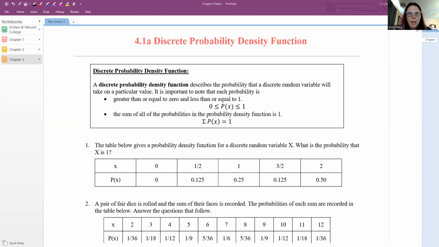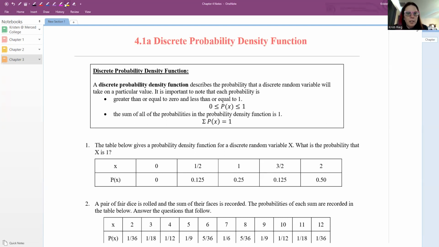Okay, so here we have 4.1a, discrete probability density functions, and that describes the probability that a discrete random variable will take on a particular value. And so there's 2 things to take away from probability. They are listed right here. We have talked about them before, but they are worth repeating, because they will not only come up again and again in this chapter, which is typically about probability, but they surprisingly appear a lot in the future, even when we move away from probability.